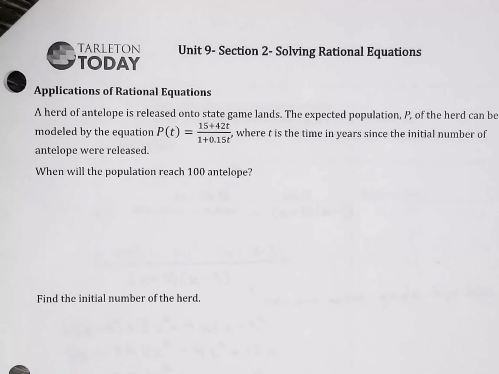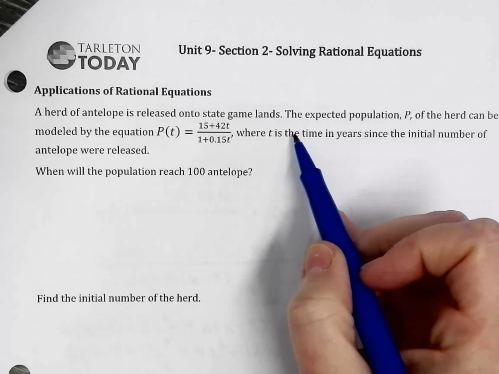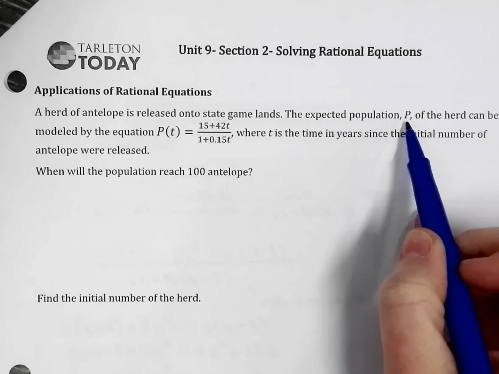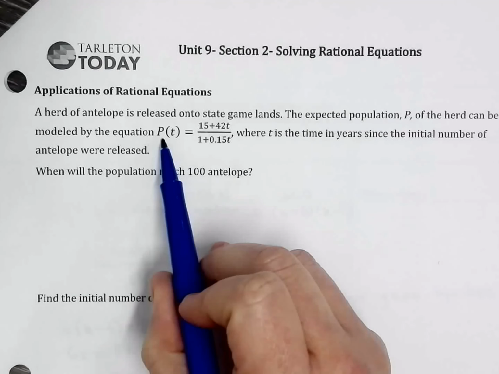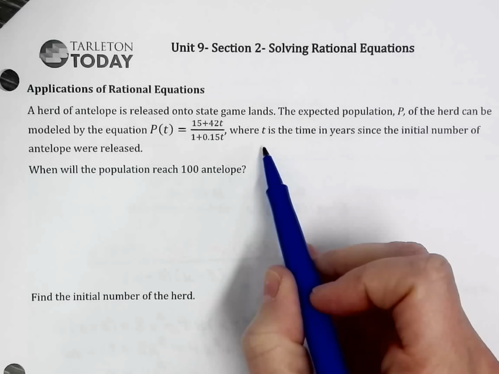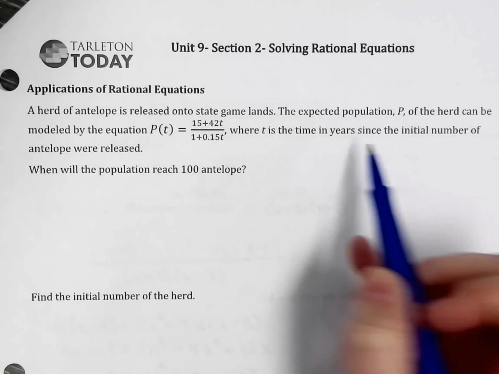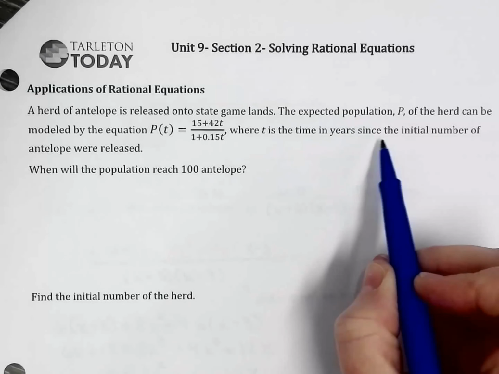Hello. We're here at the last page of section 9.2, and we have the applications of rational equations. Here we have a herd of antelope is released into the state game lands. The expected population P of the herd can be modeled by the equation given, where t is time in years. After how many years, and so on.